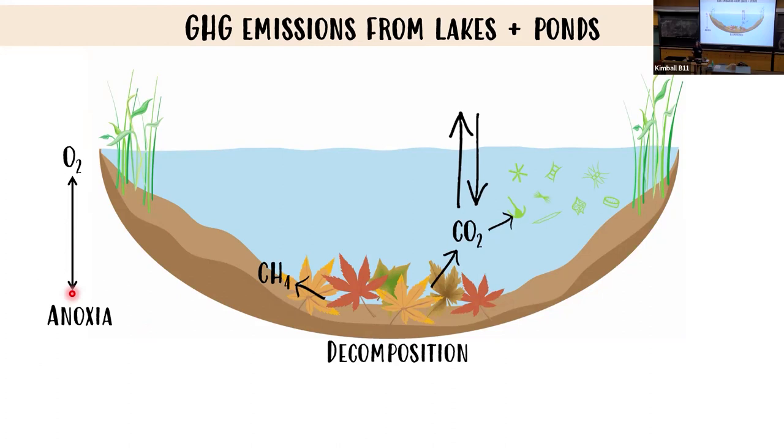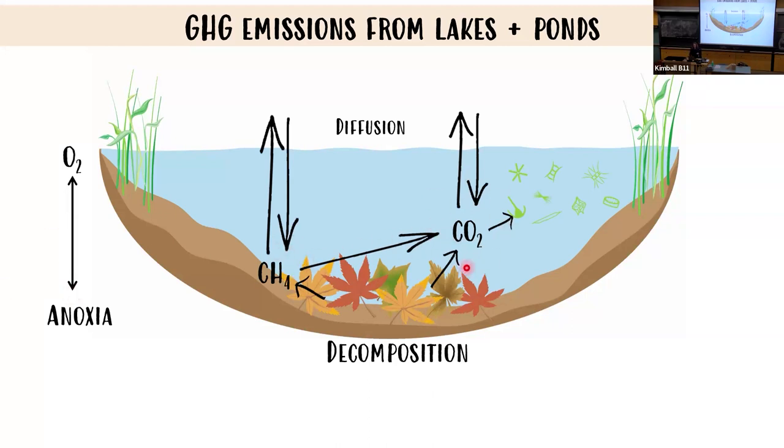When we get to that point where there's not a lot of oxygen, those heterotrophic bacteria can't do their job of breaking down the organic matter producing CO2. And instead, a different group of methanogenic archaea, they're breaking down that organic matter and producing methane. That methane can diffuse out of the water too, right? Areas of high concentration to low concentration. It can also be oxidized by some bacteria into carbon dioxide.